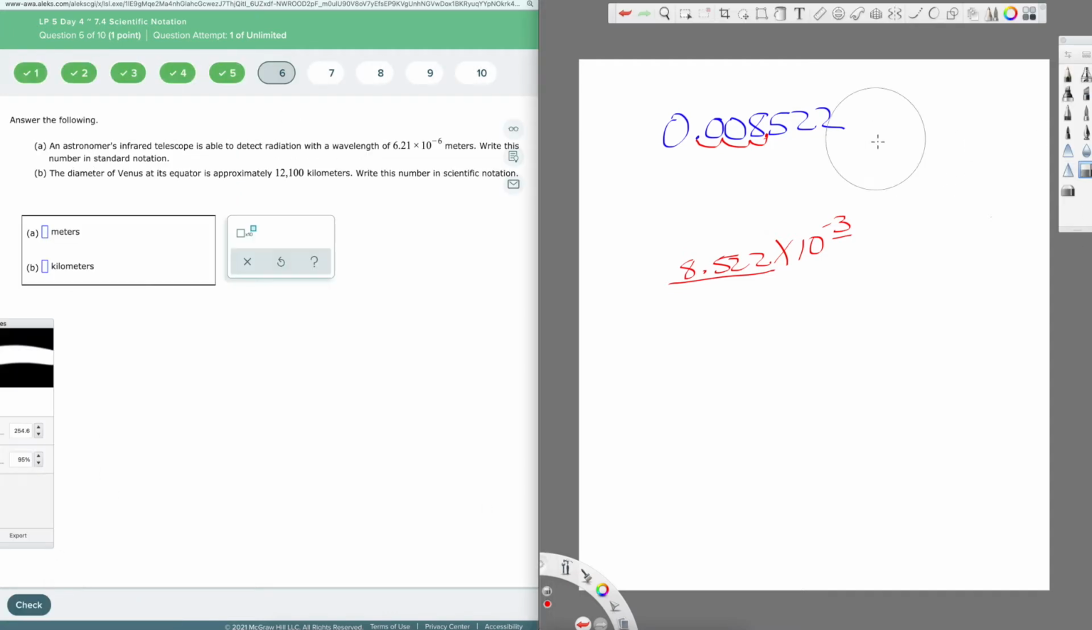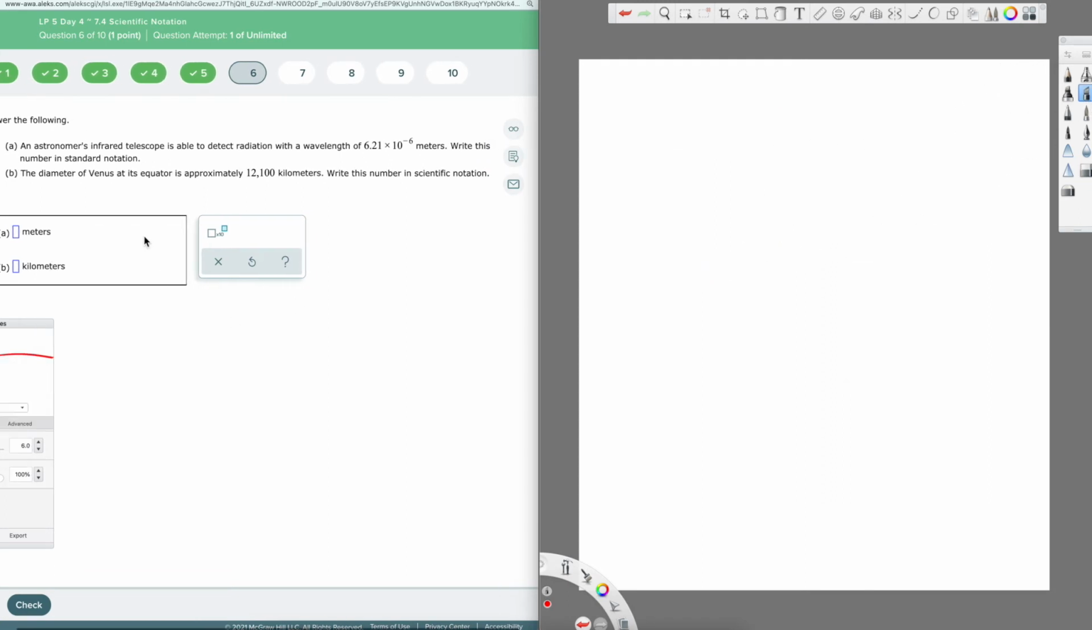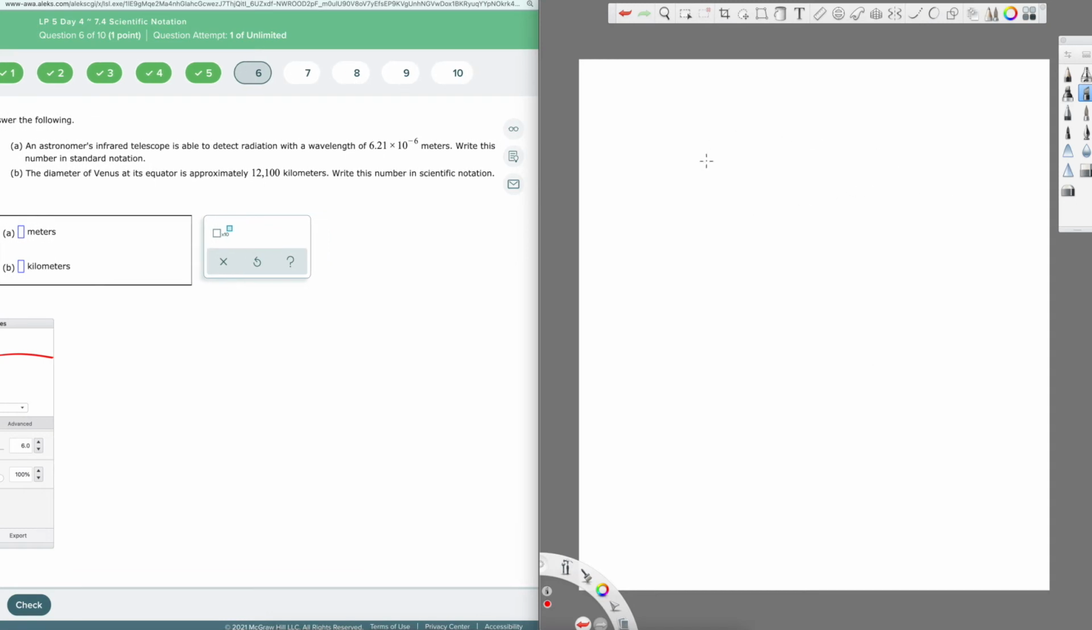Okay, so an astronomer's infrared telescope is able to detect radiation with a wavelength of 6.21 times 10 to the negative 6 meters. Write this number in standard notation. So I have 6.21 times 10 to the negative 6. So it's negative. I'm going to pay attention. So I'm taking it out of scientific notation. So it's negative. I'm going to move my decimal to the left.